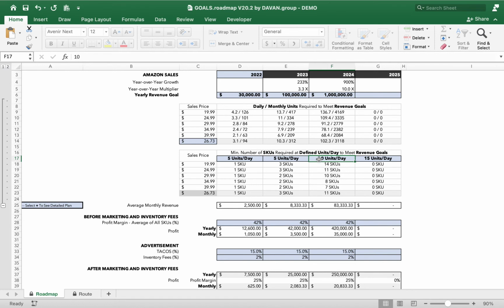And the nice thing is you can just go ahead and change it. If you see that on average, you're actually selling 15 units a day from each of your SKUs, well, then you only need 7 different SKUs and you'll make your $1 million revenue. So play with the sheet. It gives you a nice overview of what you have to do to meet your yearly revenue goal.